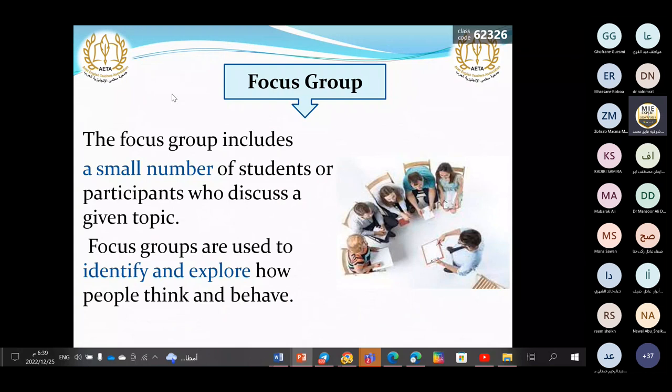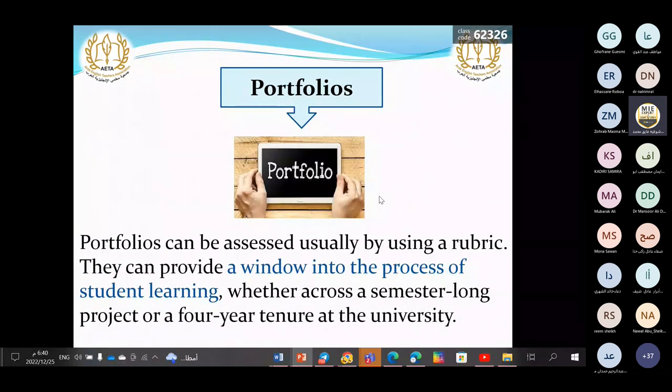Another tool is the focus group. It is a very well-known kind of assessment. It includes a small number of students or participants who discuss a given topic. Here, like this picture, you can see this is the teacher, and these are the members of the focus group. They are used to identify and explore how people think and behave.